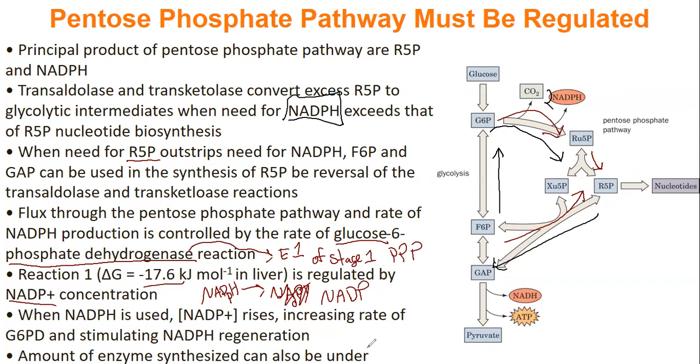And so this is under hormonal control. Another long-term way to do this, but a much slower way, is that you can create different amounts of enzymes by different hormones. So any questions about what's presented on this slide?